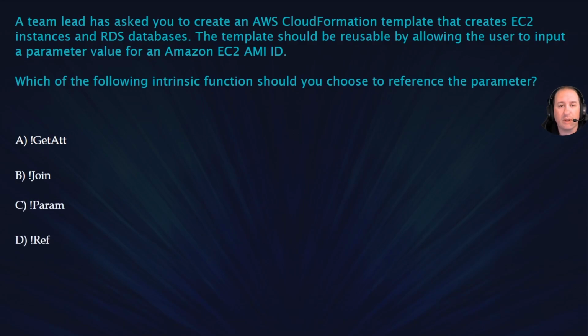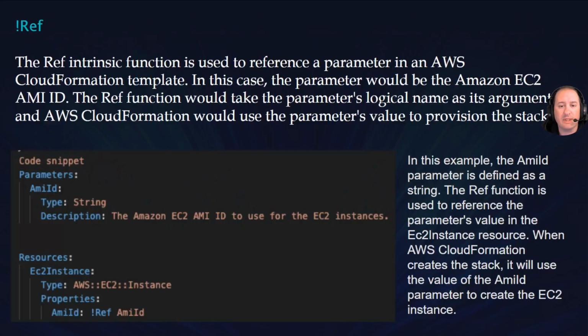So we'll take a look at what each of these are, but the correct answer is going to be D, for a ref. This is an intrinsic function that references a parameter in AWS that you've specified. For example, here you'll see in the code that we're defining an AMI ID in the parameter above, and we're later referencing this in the AMI ID.